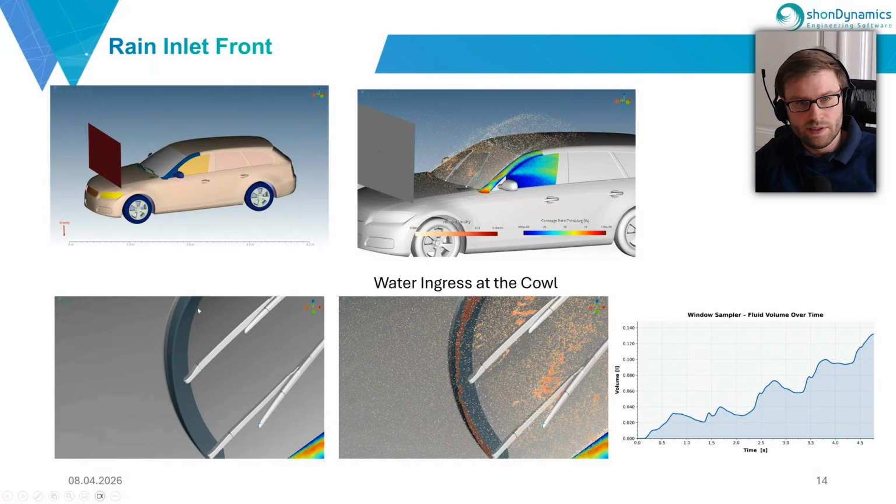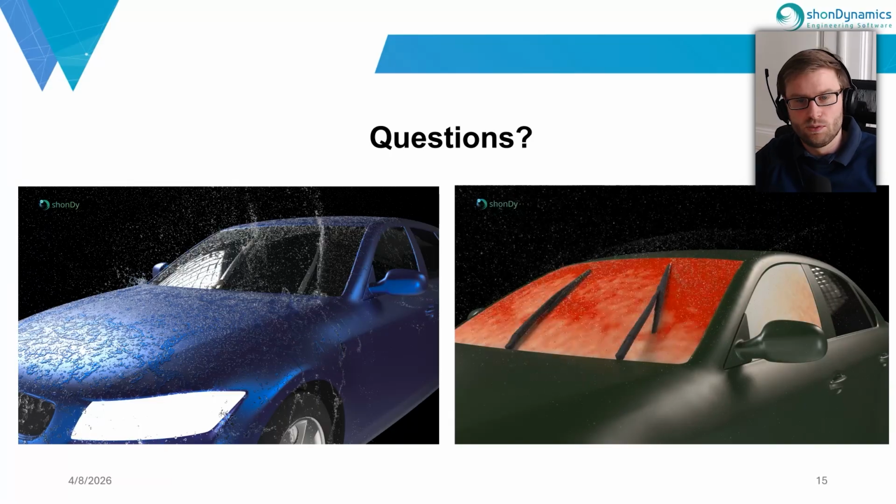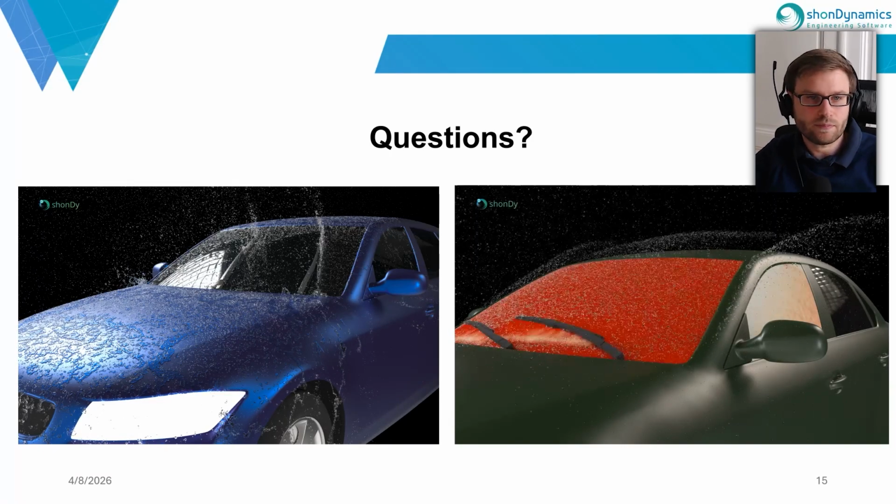Also, shonDye gives you the freedom to put some sample windows in the cowl of the car. The cowl is the space between the windshield and the engine hood. So you can check how much water will go there and how much water has to be handled there. Here, as an example, after the simulation, you get 140 milliliters in the front of the car. So this has to be removed also from there.